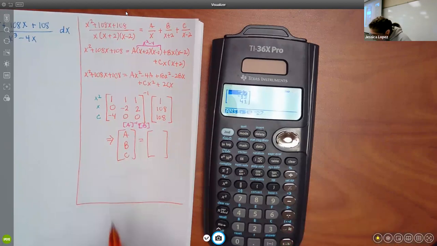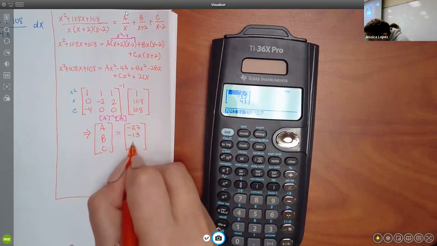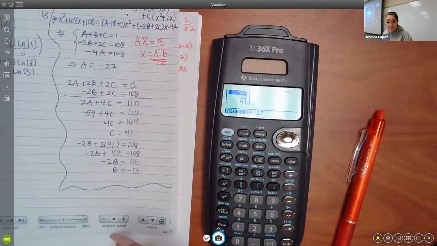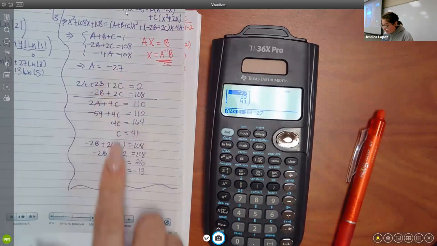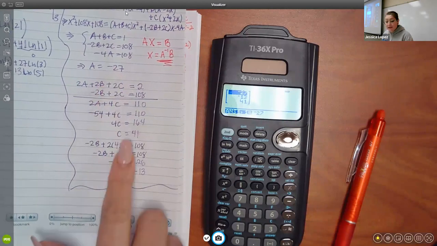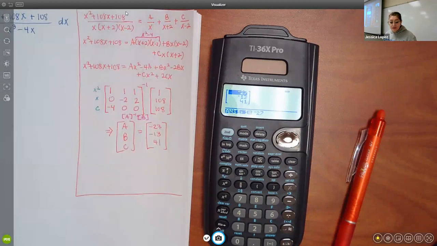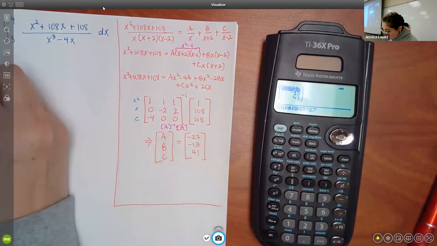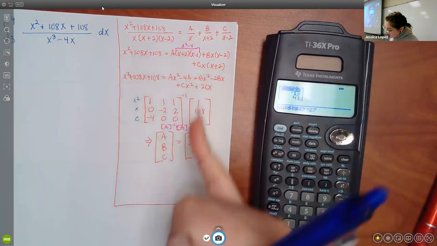It gives me negative 27, negative 13, and 41. And if I did it over here algebraically, I did get those same values. See how I got A negative 27, I got B negative 13, and I got C 41. So it does come out the same. Now that I have that, we can start running with this. So instead of writing this giant fraction, we're going to write these 3 fractions with these numbers on top.